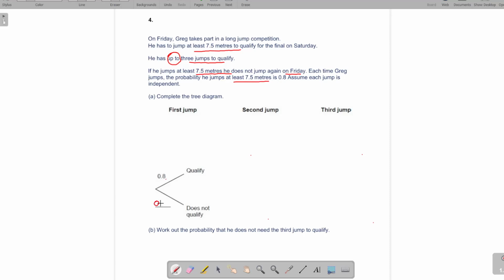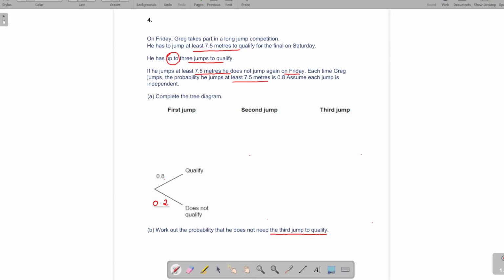So that is 0.2. Assume each jump is independent. Work out the probability that he does not need the third jump to qualify. So he could go up to second jump. So let's finish off this probability. The first jump he qualifies because he's already qualified. He already jumped 7.5 meters, so he qualifies.